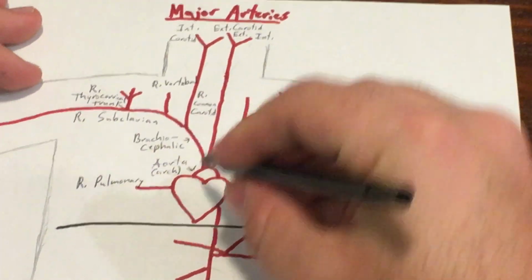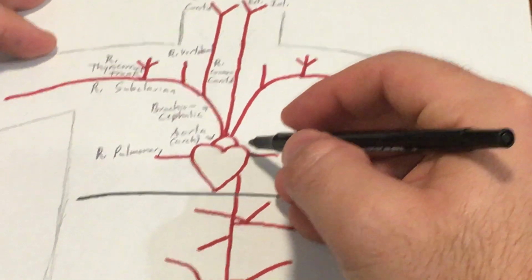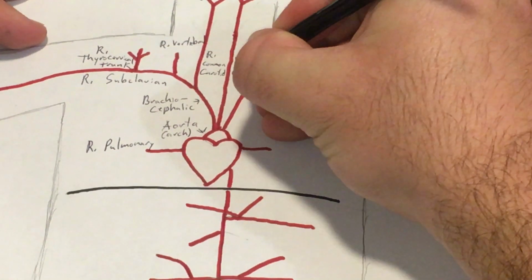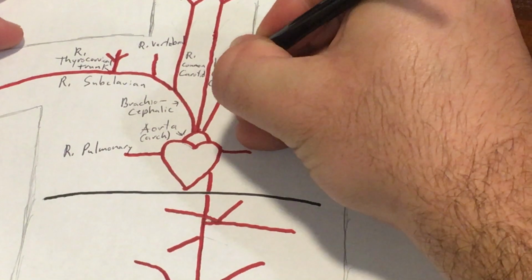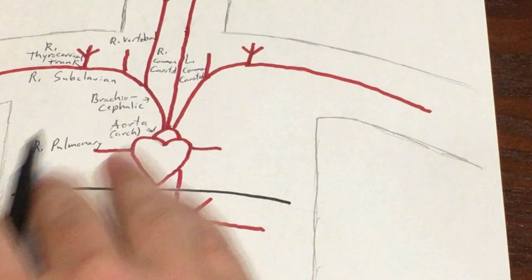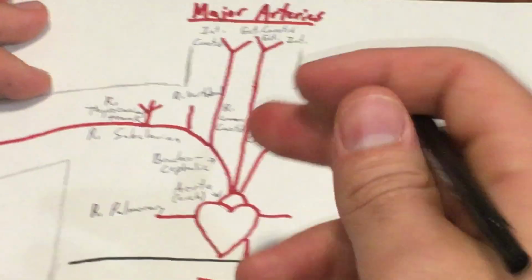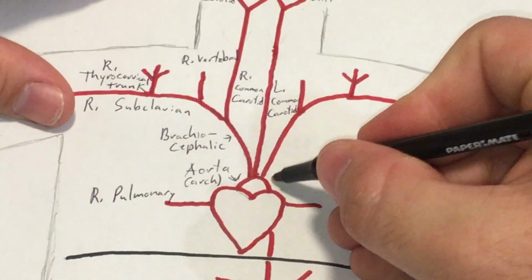All right, so let's go back to the aortic arch. The second vessel coming out of it would be the left common carotid. And if you can't see my writing, if you like each letter and you're wondering about the spelling, just go to your lab manual to figure that out.